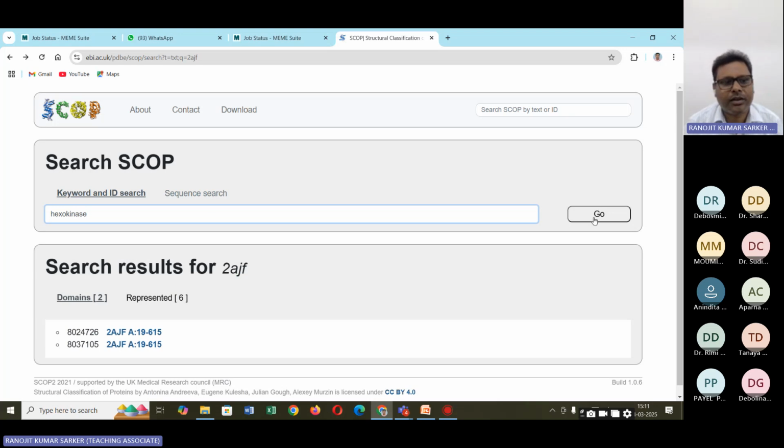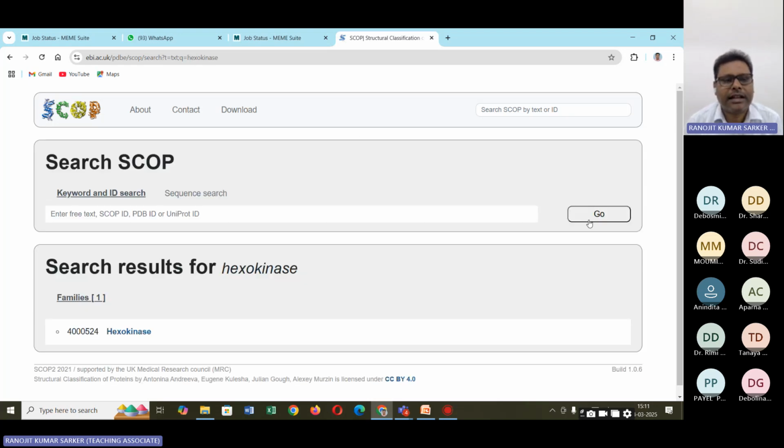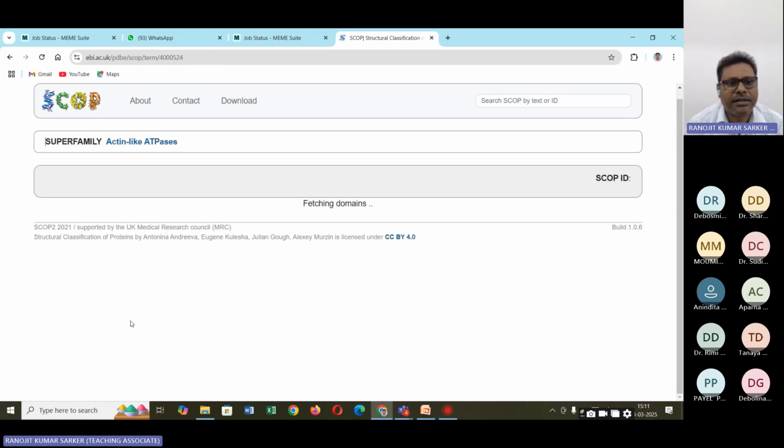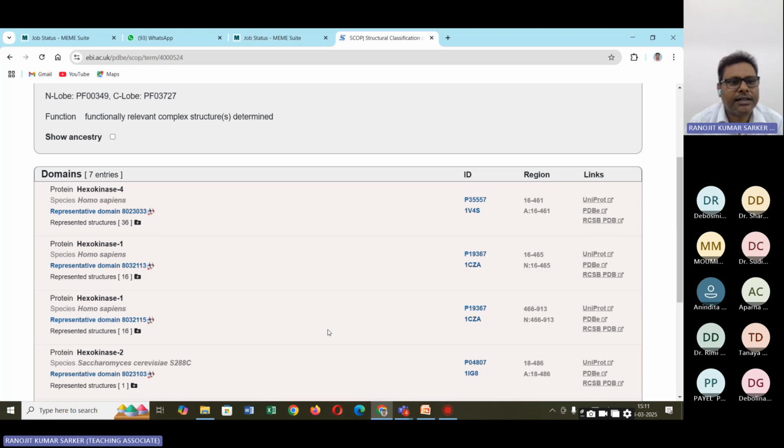Hexokinase, a text search. Now we are doing the text search. So let's see. You see that we have got one family. Under this family you have seen that seven domains are there. So these are the regions of the domain, that means the position of the sequences, and these are the IDs.